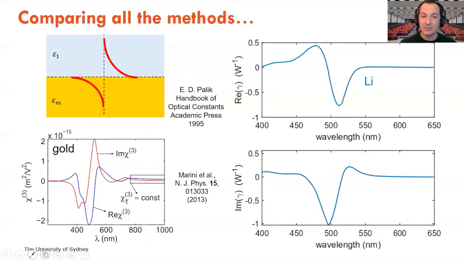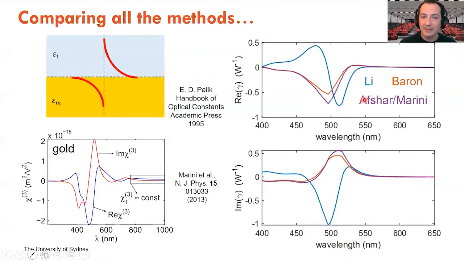So Lee et al. lead to the following expression for gamma. We look at the real and imaginary parts as a function of wavelength. And we notice a resonant looking feature in the interband region. However, comparing other methods such as that of Barron and Afshar and Marini, we see that they are quite different from the expression of Lee. I would like to point out that at longer wavelengths, all three methods lead to approximately the same answer, to within a factor of 2 or so, but not so in the short wavelength interband.